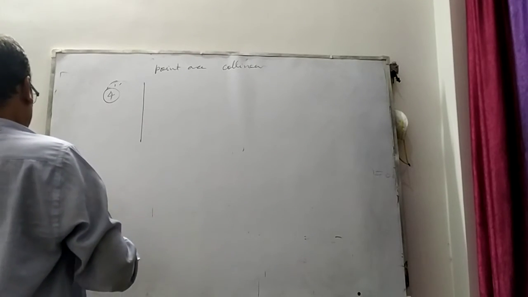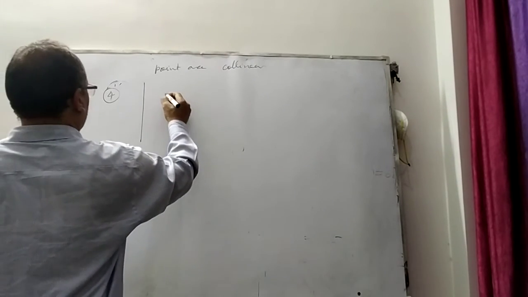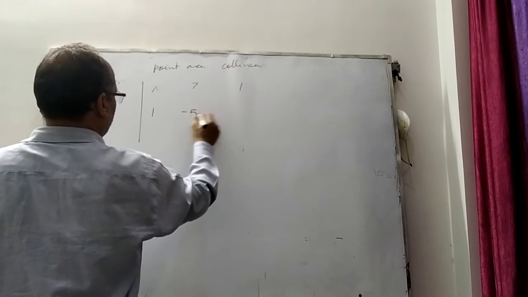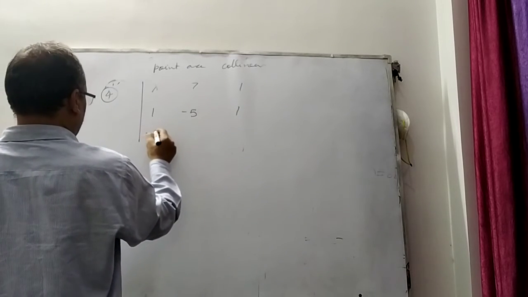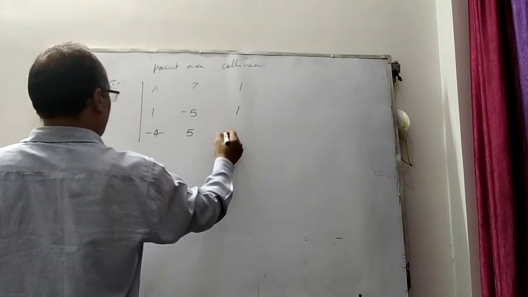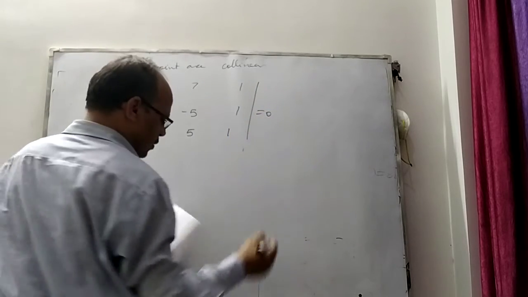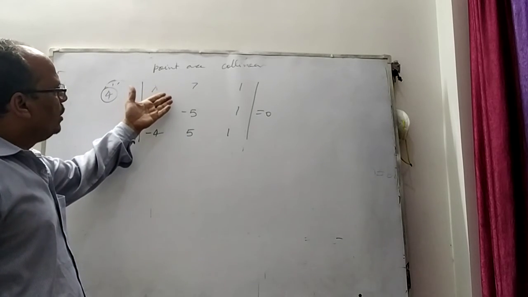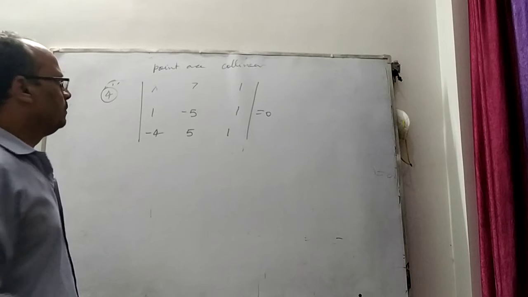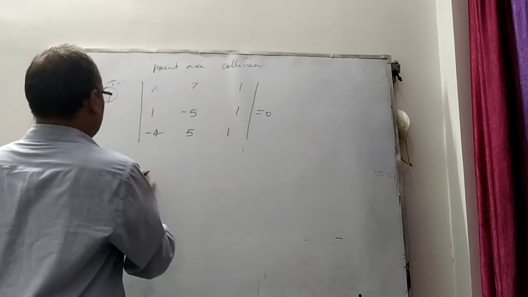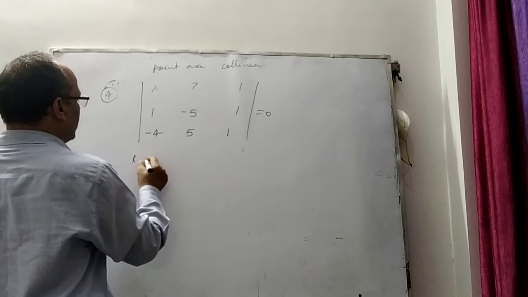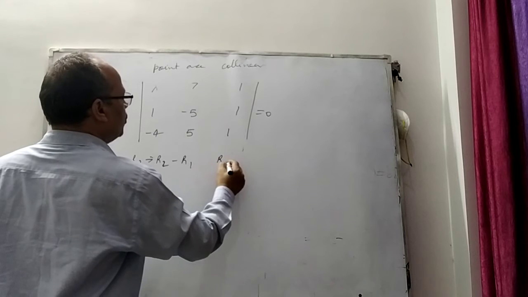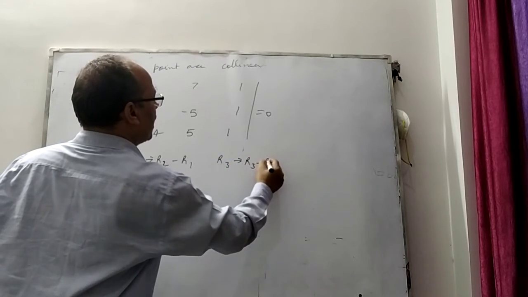Then what do you write here? Lambda 7 1, 1 minus 5 1, minus 4 5 1. It will be equal to 0. Actual area of triangle will be 1 by 2. This value will be 0. So directly we will take for collinearity, this determinant will be 0. You can R2 tends to R2 minus R1, or R3 tends to R3 minus R1.